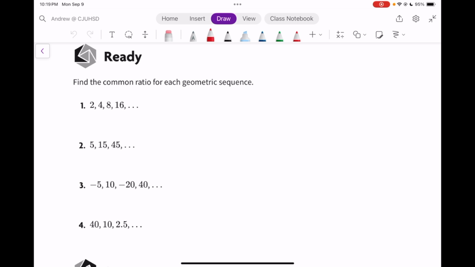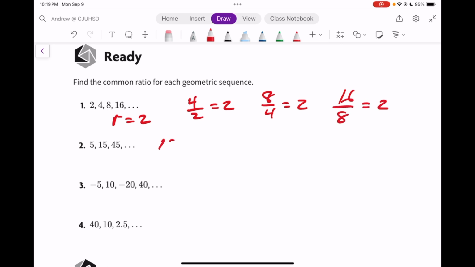Okay, so the common ratio for number 1, many of you could figure out that it's 2. But you can take a number and divide it by the one that came before, and it's 2. Any of these is going to give you 2. Number 2, 15 divided by 5 is 3, and so is 45 divided by 5. So the ratio is 3.